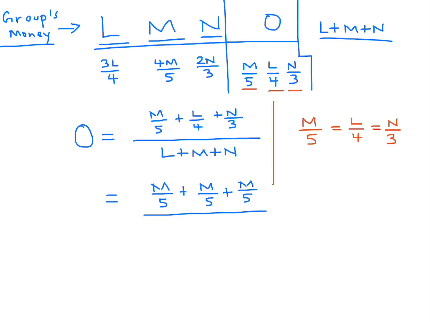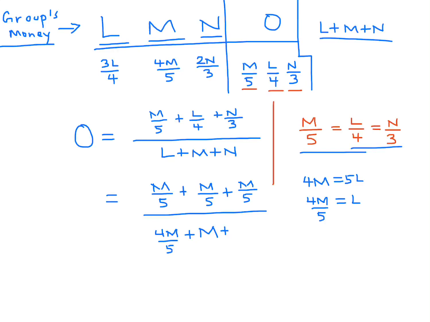Now, what about the denominator? I'll keep my M, but L and N I want in terms of M. Well, I go right back to the same equalities. If I want M and L in terms of one another, they're already in terms of one another. So if I cross multiply that one that I just underlined, you get 4M is equal to 5L, and therefore L is equal to 4M over 5. So I'll put that in here, 4M over 5.